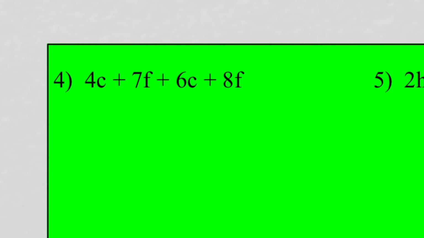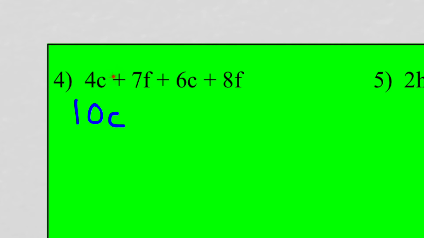So we have 4c plus 7f plus 6c plus 8f. And remember, we can only combine terms that have the same variable part. So in number 4, we can combine 4c and 6c. And I want to stress that you should treat these like integers. Whatever sign is in front of the term goes with that term. So this is positive 6c, and this is a positive 4c. So that makes 10c. Do you see?